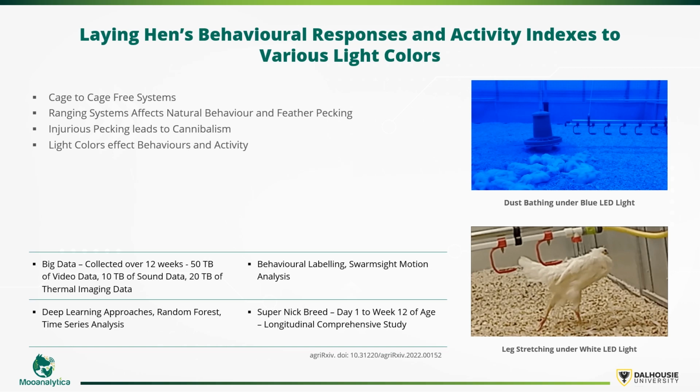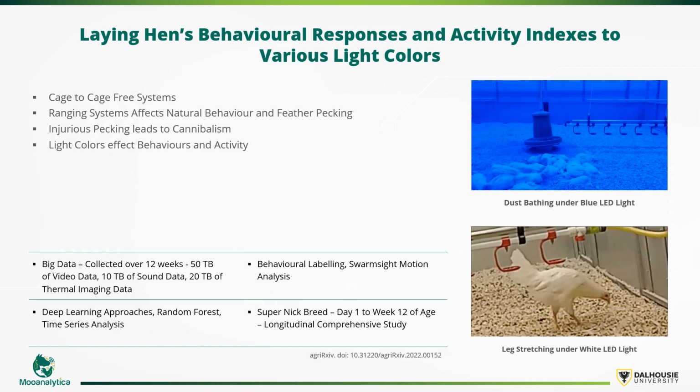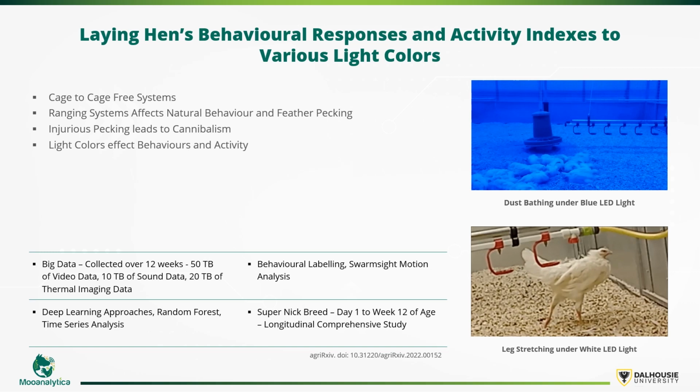Try to give a zone-wise or localized lighting to allow the birds to choose which lighting they want to be experiencing. This provision of choice to the birds not only improves the welfare, but also provides productivity improvement for the farmers. That's one of the findings from this study.